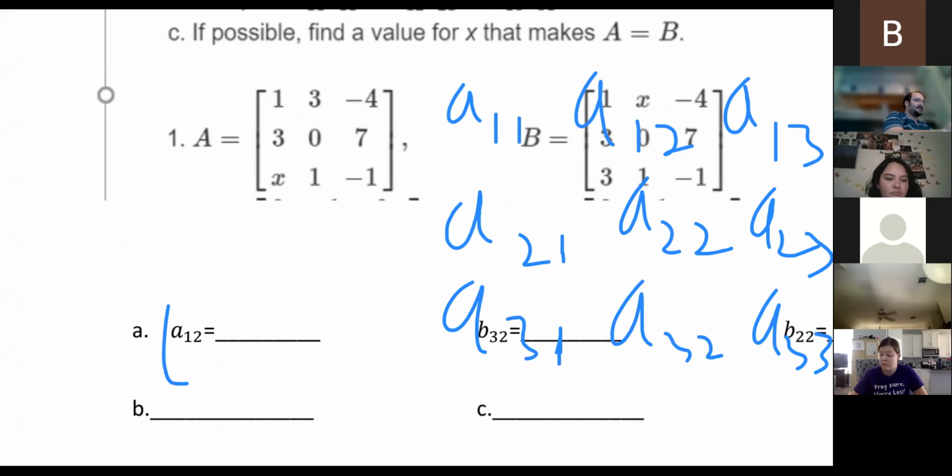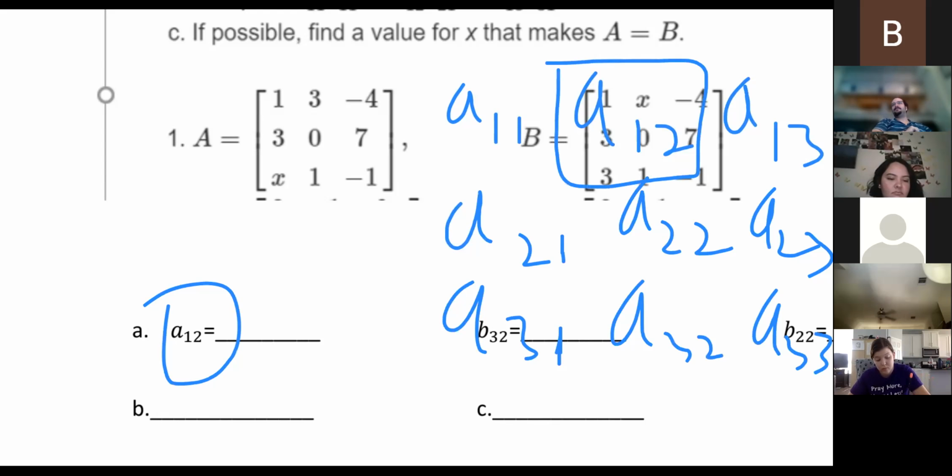And so if they go A12, that's the one in this spot, right? It's one. Hmm? No, A23. Yeah, now it's the next one. It's five. That one should be what? Three? It's three. Yeah.